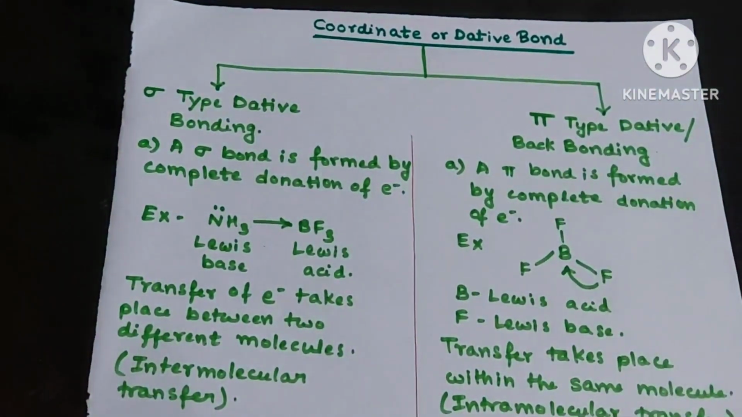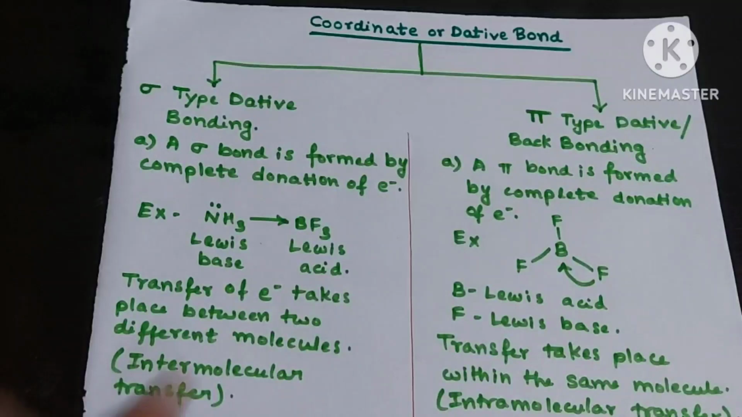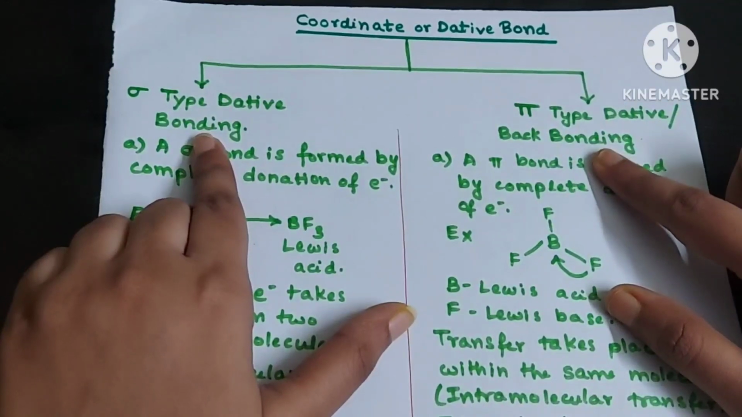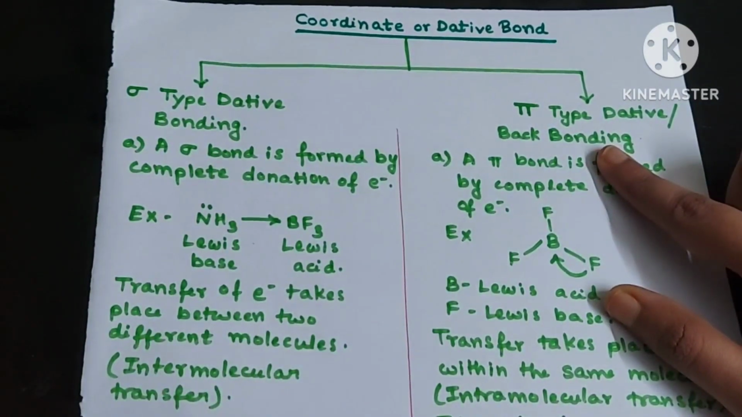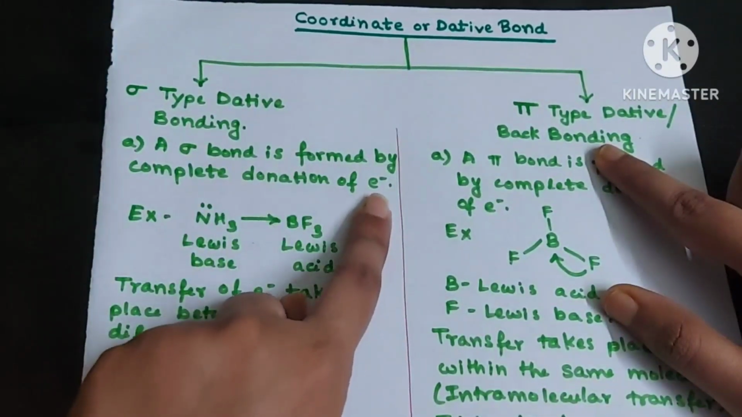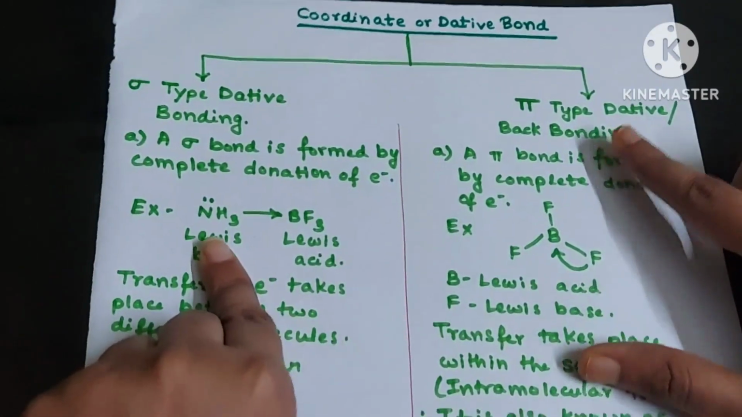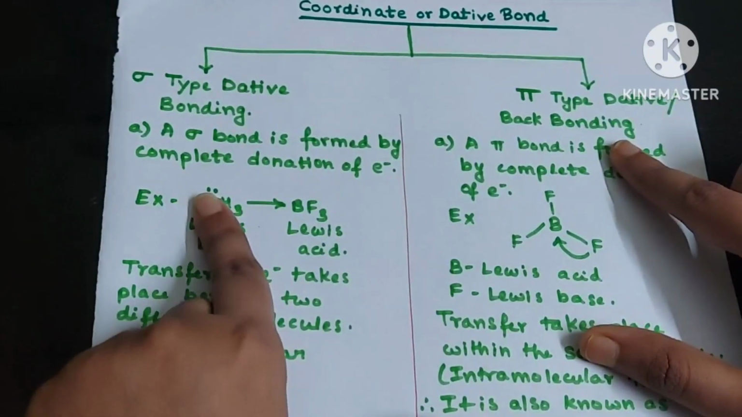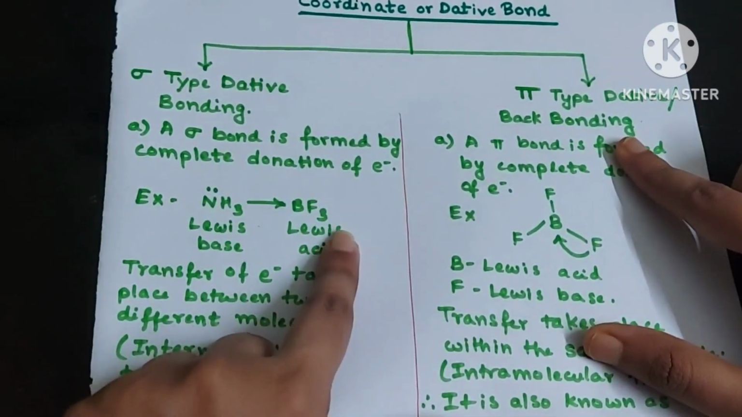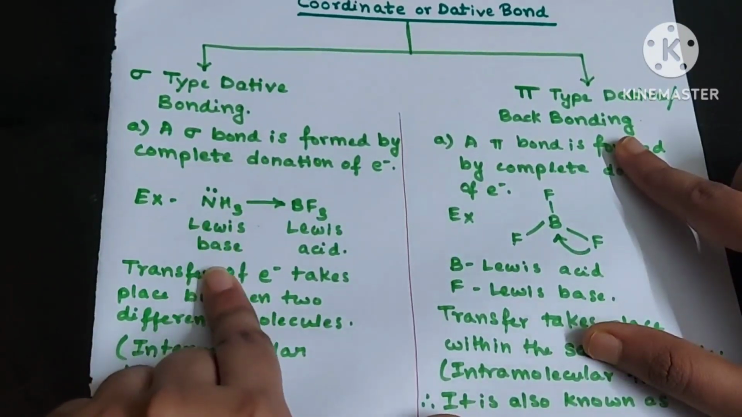Then there are two types of coordinate bond or dative bond. What are those? Sigma type dative bond and pi type dative bond, and that is only back bonding. Okay, so sigma type dative bond, what is there? A sigma bond is formed by complete donation of electron. Okay, example NH4 plus, or here NH3, it is having a lone pair on it, and it will donate its lone pair to BF3, Lewis acid. Okay, BF3 is a Lewis acid and NH3 is a Lewis base.